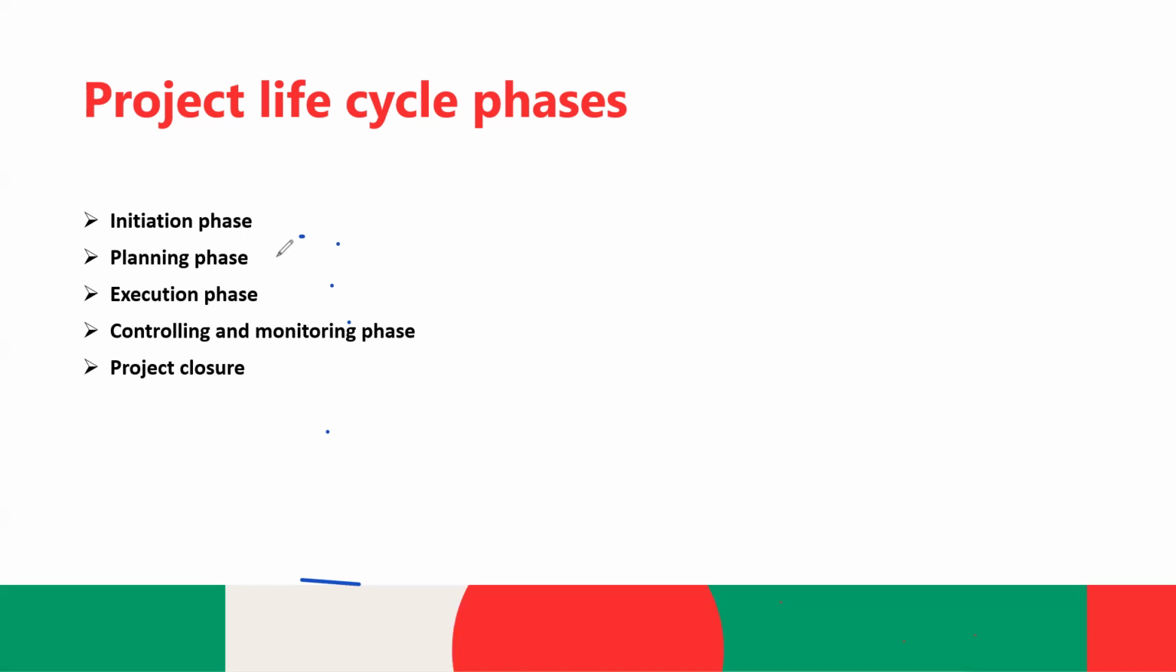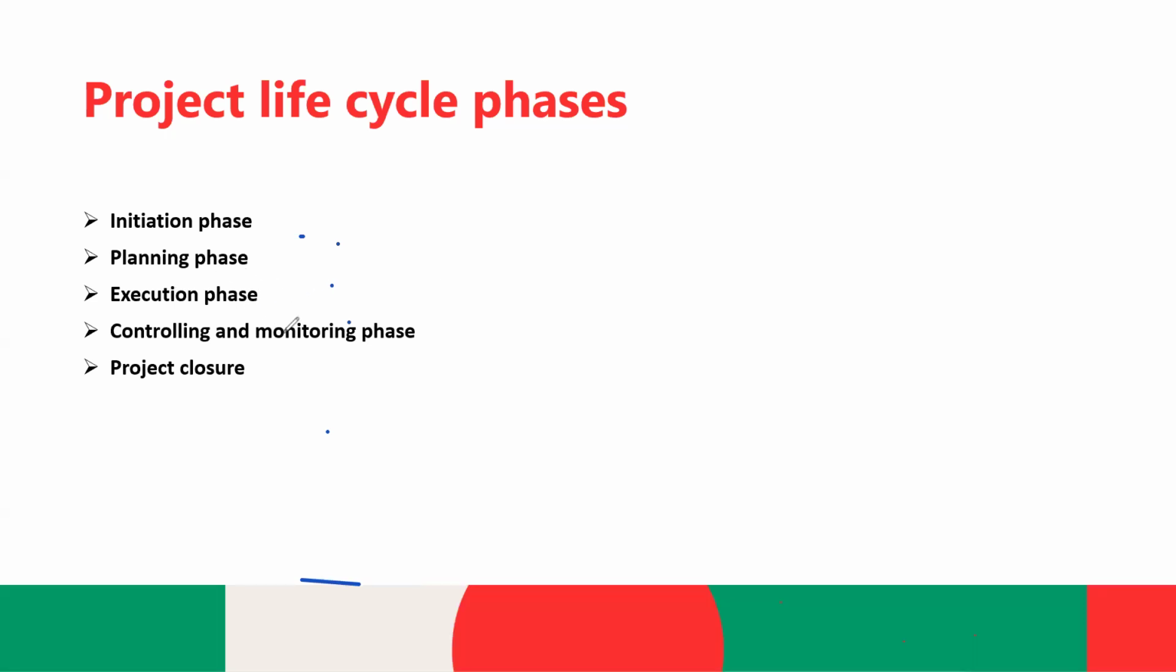Then the execution phase. In this phase, developers will start the development, and the project manager will manage their activity and see whether all the tasks are going on time or not. All those kinds of things will go in execution. Testers will test the application, and everything will go in the execution phase.